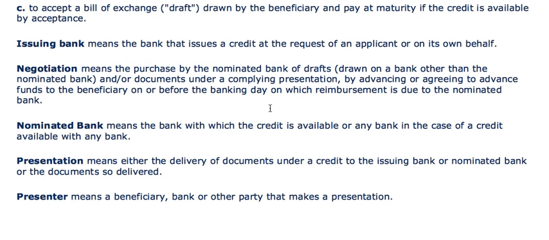So issuing bank means the bank that issues a credit at the request of the applicant. Negotiation is the process, means the purchase by the nominated bank of drafts. Means some banks are nominated where it can be negotiated or purchased. It is at the request of the beneficiary. And nominated bank means the bank with which the credit is available, or any bank in the case of credit available with any bank.